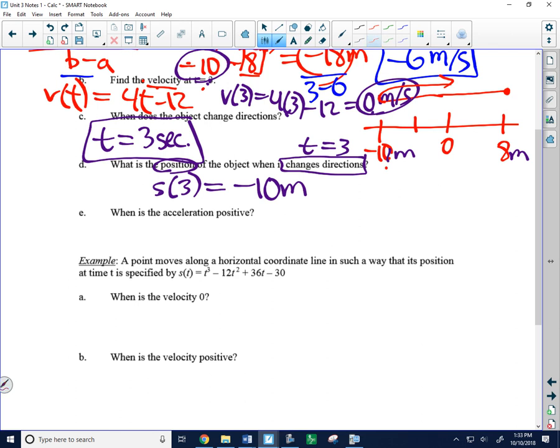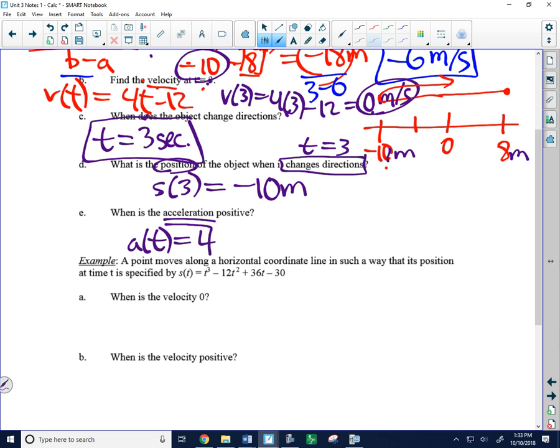When is the acceleration positive? We haven't even done the acceleration yet. So let's find it. The acceleration is the derivative of velocity, or the second derivative of position. So here's velocity, first derivative. Second derivative here is 4.